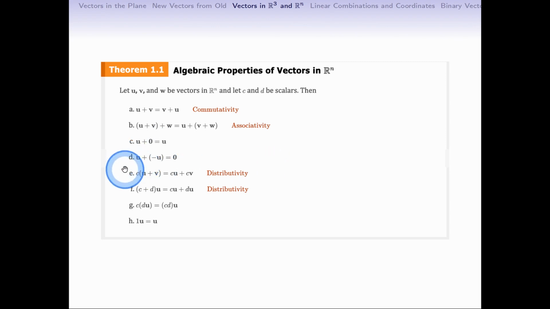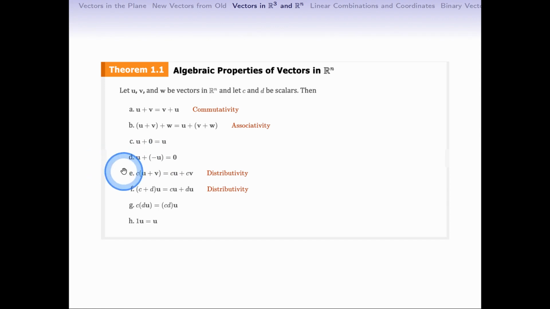Property D is a property of what's called an additive inverse. If I take the vector negative u, the vector I obtain by negating all of the components of the original vector, and I add that on to the vector u, I just get the zero vector. And so this is what's called an additive inverse. It says the vector negative u is acting as an additive inverse for the vector u.